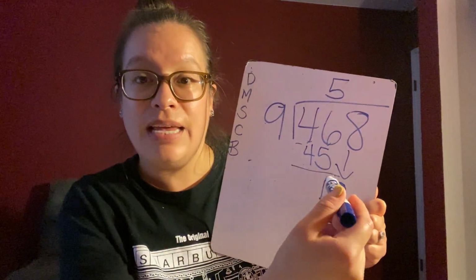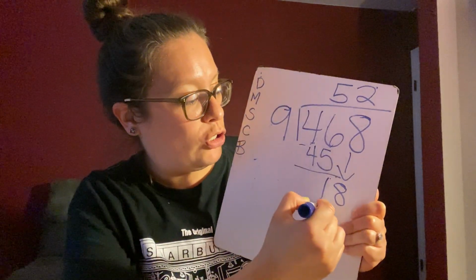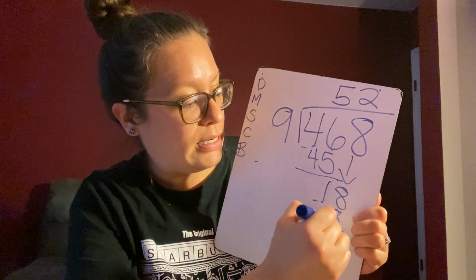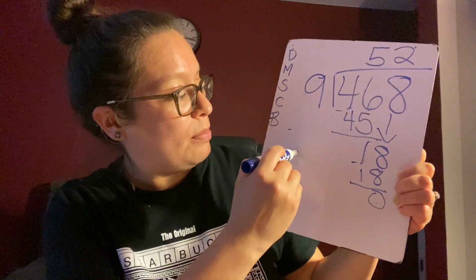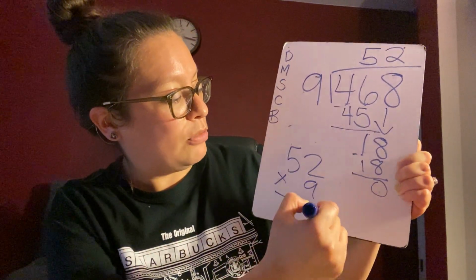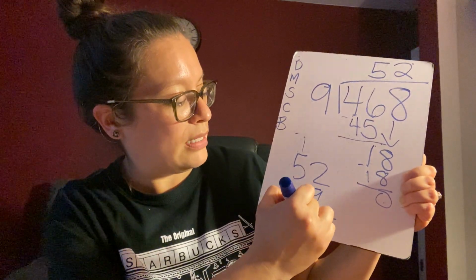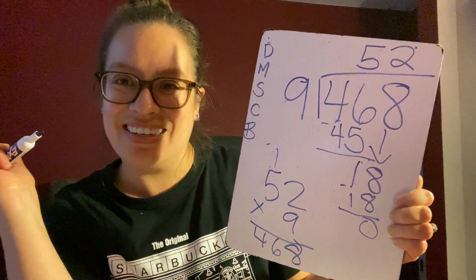Start over again. 18 divided by 9. That is 2. 9 times 2 is 18. Subtract 0. So let me check. 52 times 9. 9 times 2 is 18. Carry the 1. 9 times 5 is 45. Plus 1 is 46. I did it. Okay. All right. So let's do one more just for good measure. Okay. And then I'm going to have you guys practice also.